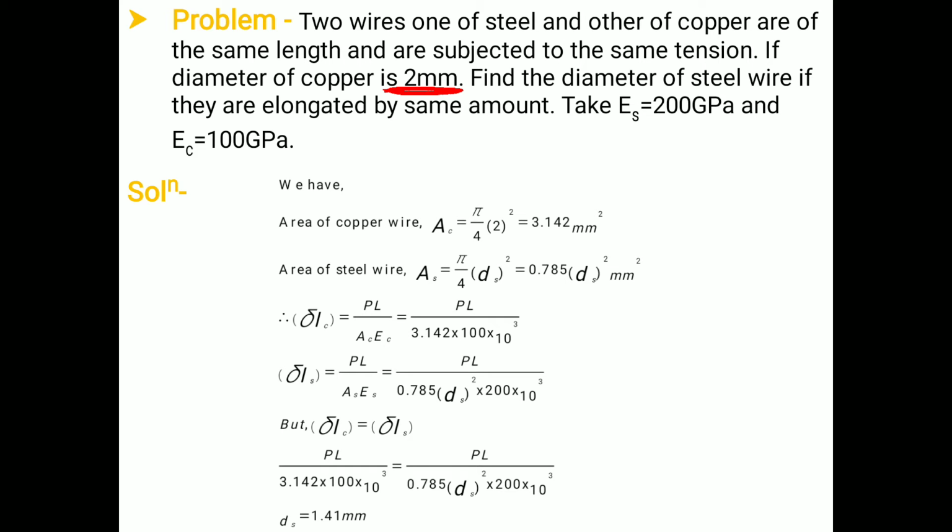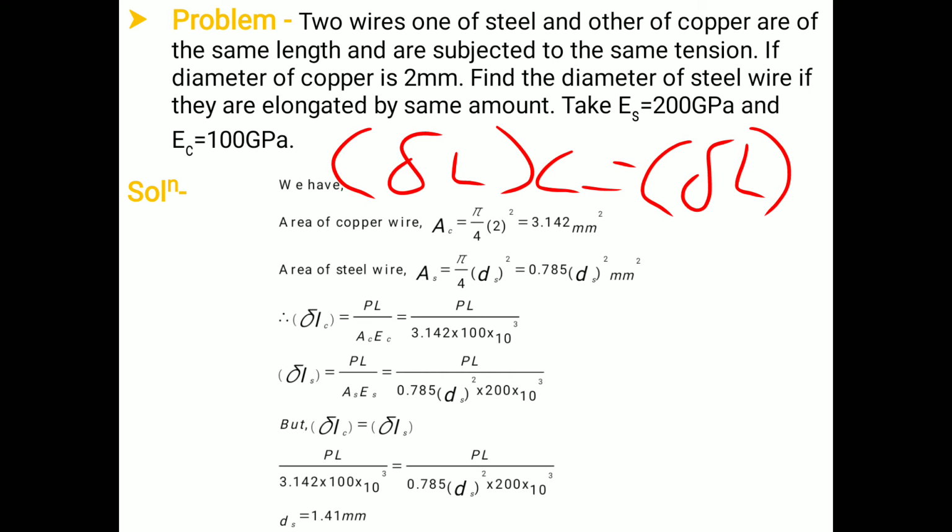We have to find out the diameter of the steel wire. Suppose that the diameter of the steel wire is denoted by the letter ds. That value we have to find out from the given data. One thing which is given in the numerical is they are elongated by the same amount. It means that the change in length of the copper is equal to the change in length of the steel.